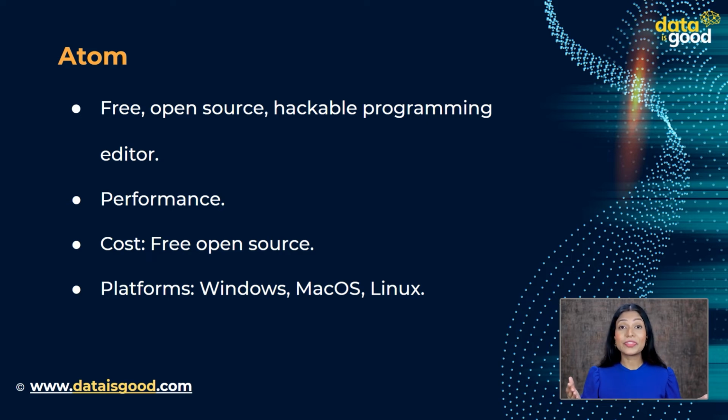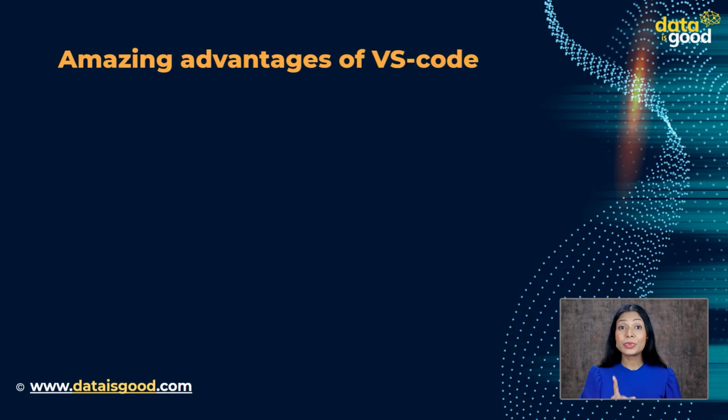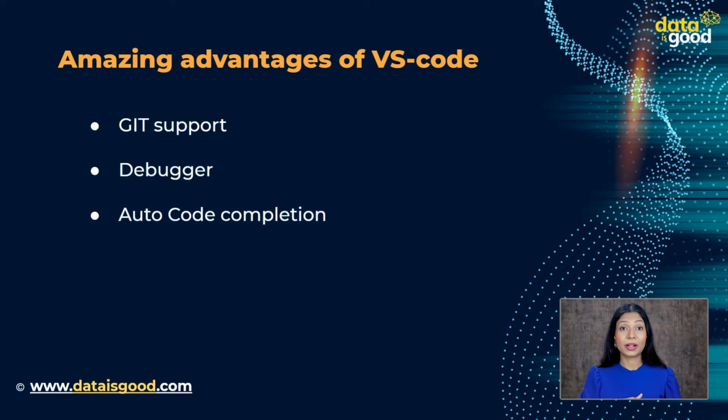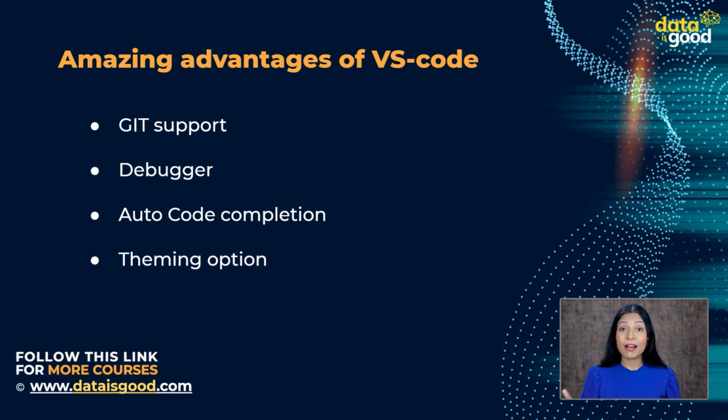I know that all of these have amazing advantages, but Visual Studio Code has the most amazing advantages, such as Git support, debugger, auto code completion, etc., which makes Visual Studio Code an amazing option for us to write JavaScript programs. Hence, we are going to install Visual Studio Code in our systems in the next lecture. The theming options with Visual Studio Code are also really awesome.